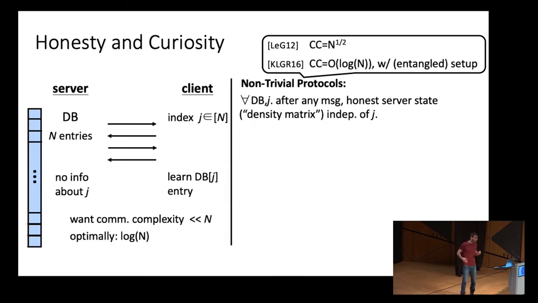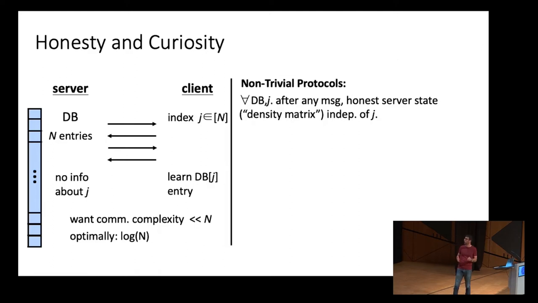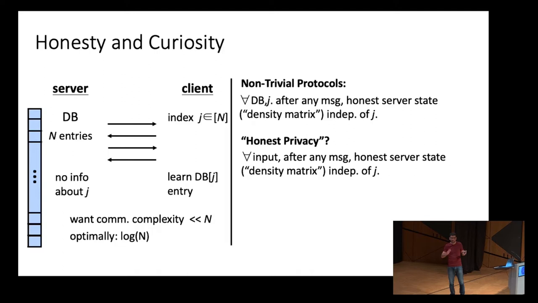Because it gives rise to some notion that I'll call the honest model. Normally in cryptography, we talk about honest but curious. But let's think about a purely honest model in this context. In the purely honest model, we just assume that the server plays by the rules completely, and we want to argue that even in this case, the information that is learned about J is zero. You don't get any information about J.